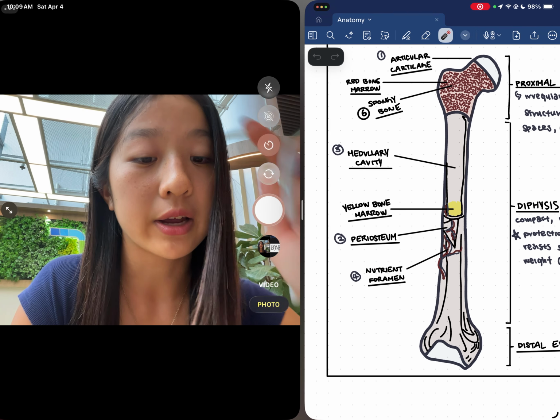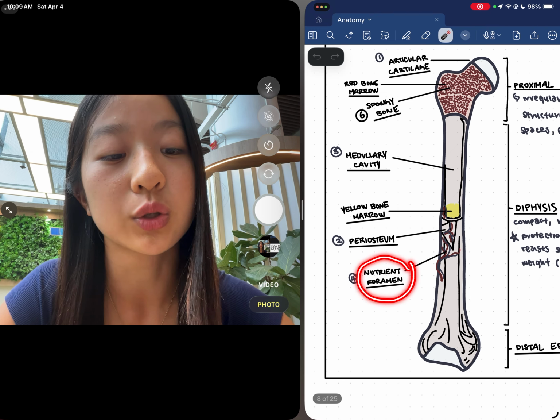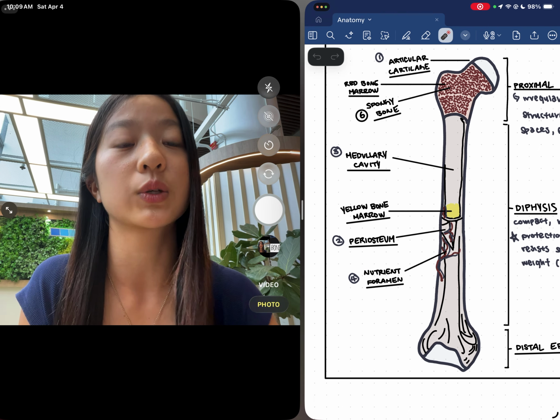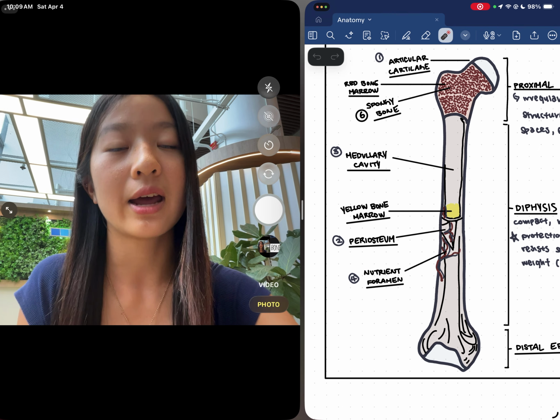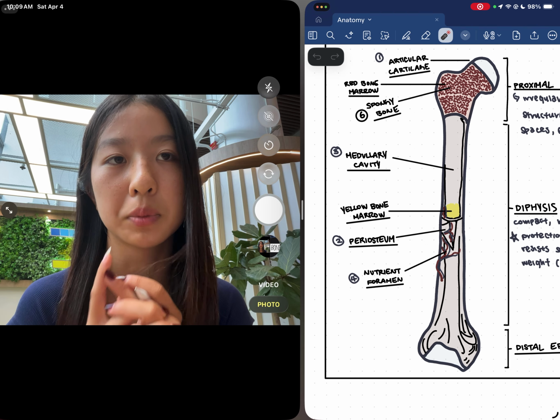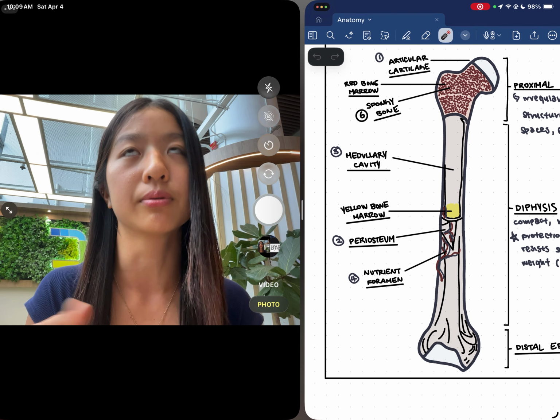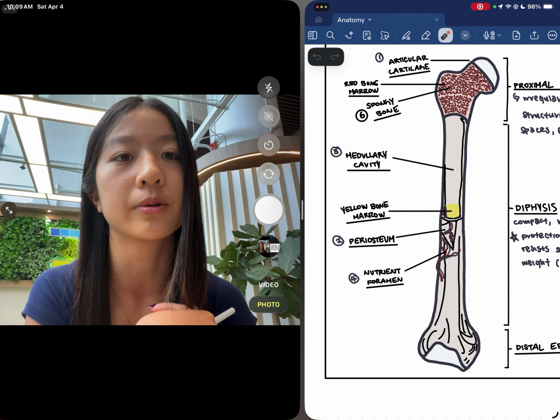And then right here we have the nutrient foramen, which is where the bone gets its nutrients from, right? So we have blood vessels that feed in, and it provides an opening for the nutrition and growth of the bone due to the artery that passes through it to provide oxygen and other minerals and nutrients through the blood.